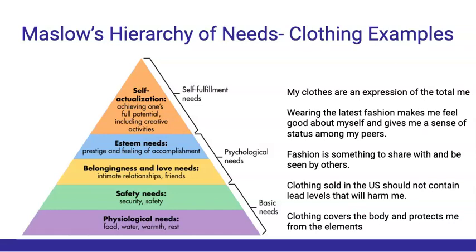There are ways in which clothing can be tied to this hierarchy of needs. Starting at the bottom, clothing protects from the elements, covering basic needs. We also hope that clothing that we buy in the U.S. has been tested and has certain standards where it will not harm you.